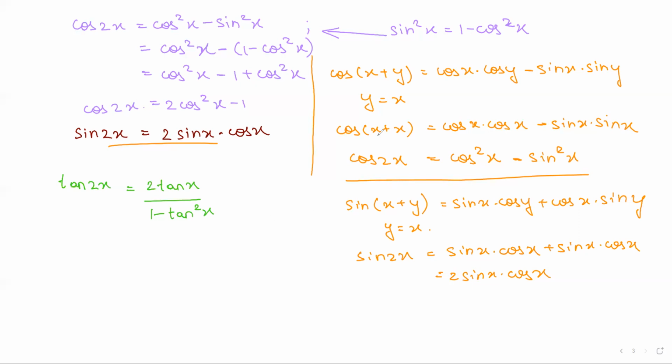These double angle formulas for cos and sine can also be represented in terms of tan. Let's see. So sin 2x can be written as 2 tan x upon 1 plus tan square x, and cos 2x can be written as 1 minus tan square x upon 1 plus tan square x.